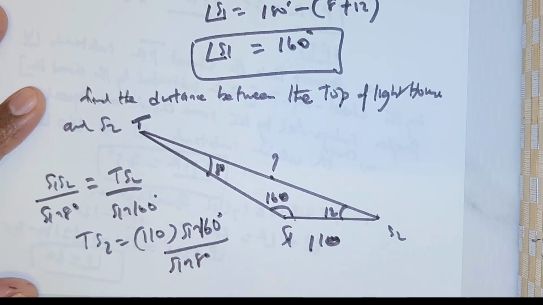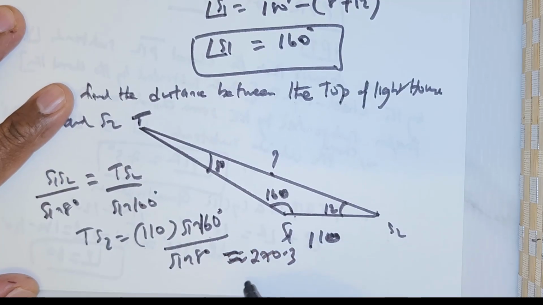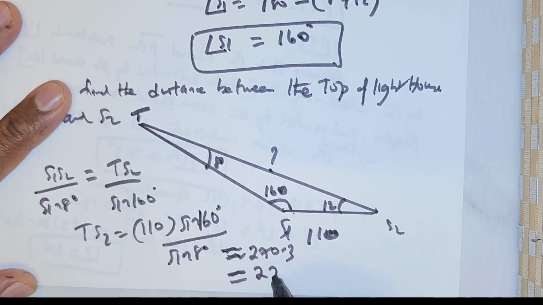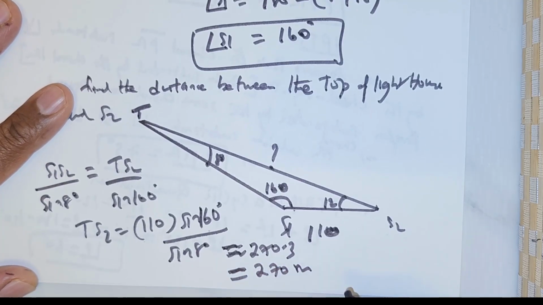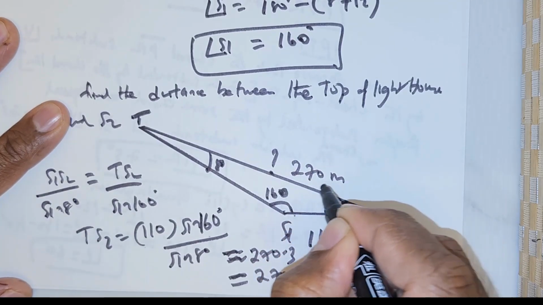So if you were to evaluate this, 110 multiplied with sine of 160 divided by sine 8 degrees, using a calculator, this is going to give you an approximate value of 270.3, which is taken to be 270 meters. So this distance is 270 meters.